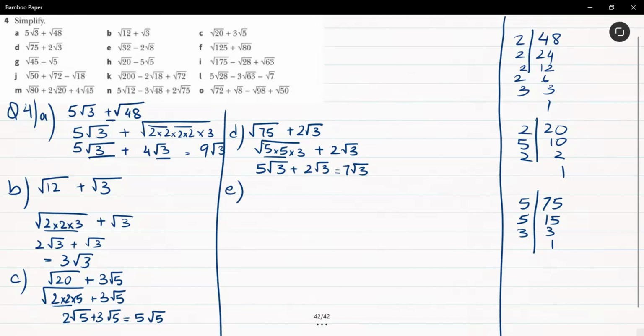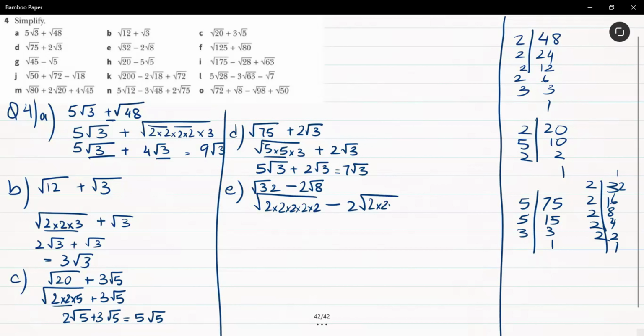For part E, we have √32 − 2√8. Now, both of these can be simplified for you. Okay. What's √32? Find the LCM. 2 ones are 2, 6 are 12, 2 eights are 16, 2 fours are 8, 2 twos are 4, 2 ones are 2. So √32 would be equal to 2 × 2 × 2 × 2 × 2, yes, 5 twos. Minus 2√, what's 8 equal to? 2 × 2 × 2.